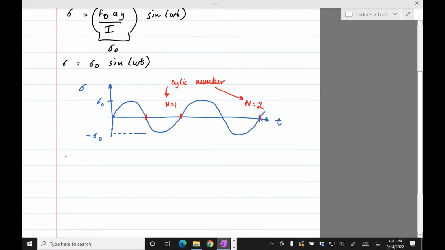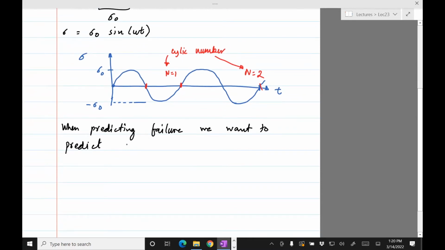So what we're trying to do, when predicting failure, is we want to predict the number of cycles to failure. So for cycles to failure, I'll use the abbreviation N for a given amplitude.